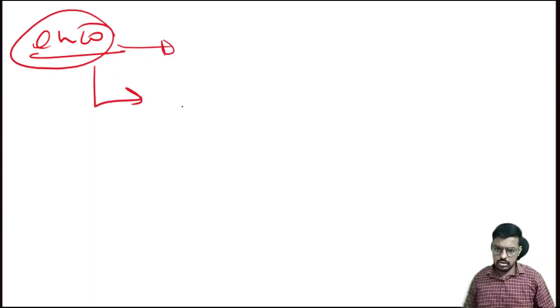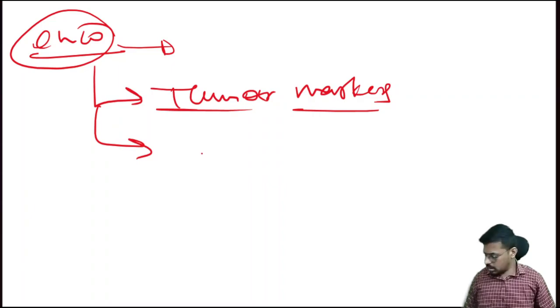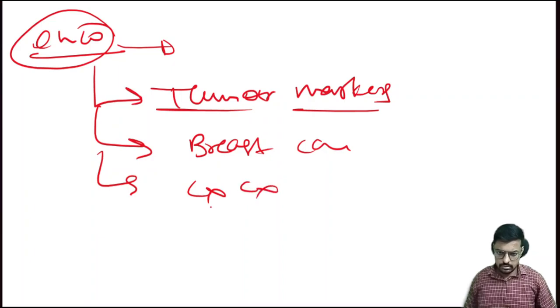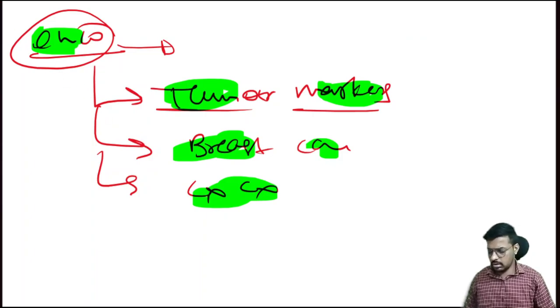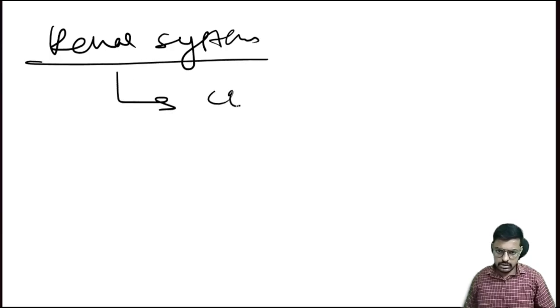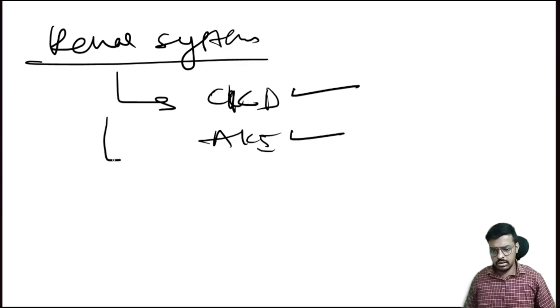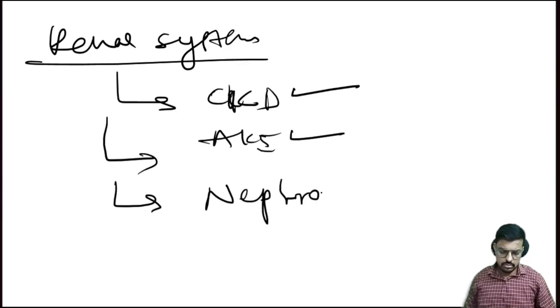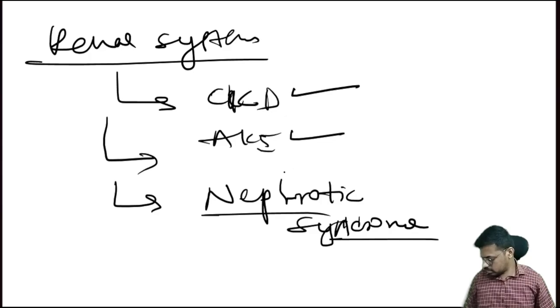Oncology is the study of cancer. Here, all the tumor markers, along with breast cancer and cervical cancer, are most important from the onco. Tumor markers, breast cancer, cervical cancer. Okay. Then it comes to the renal system. Must revision in CKD and AKI, that is chronic kidney disease and acute kidney injury. Then comes the nephrotic syndrome. Nephrotic syndrome, most important.